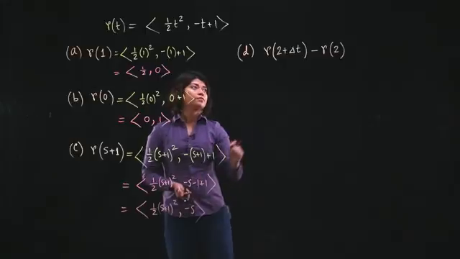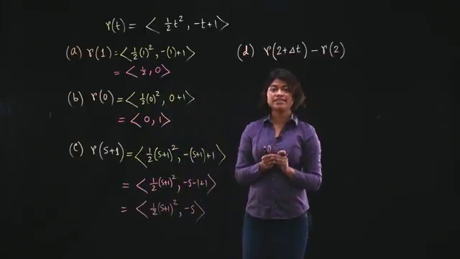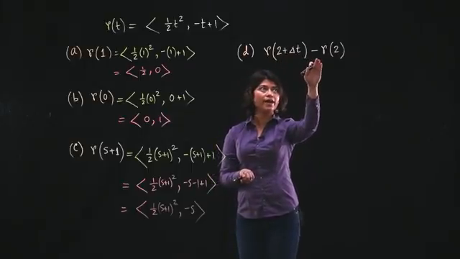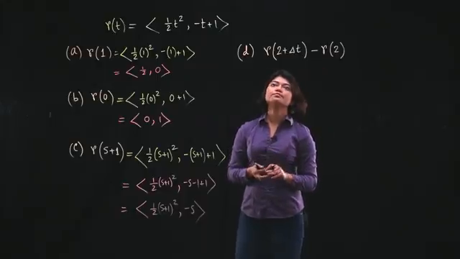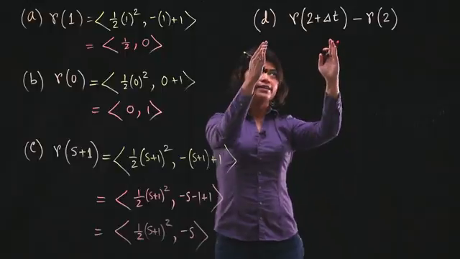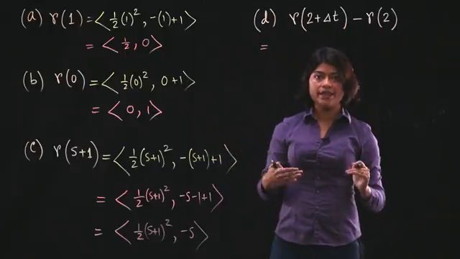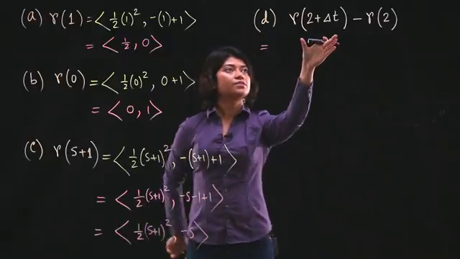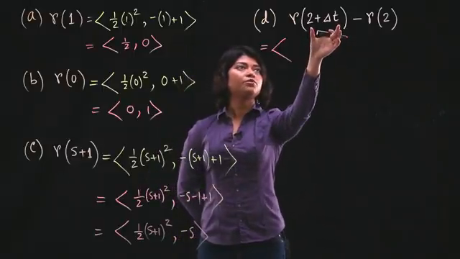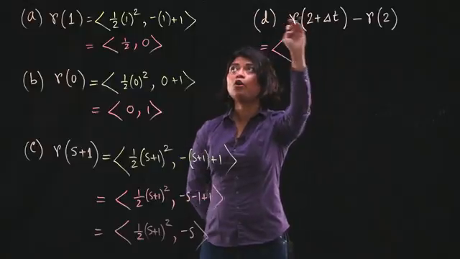Okay. Finally, for part D, we have to evaluate this entire expression. So what is r of 2 plus delta t minus r of 2? Now, we do the same thing. Write down each expression for these two different t values, and then we'll simplify. So let's start with the first one. For the first expression, we have to plug in this entire expression 2 plus delta t for t.